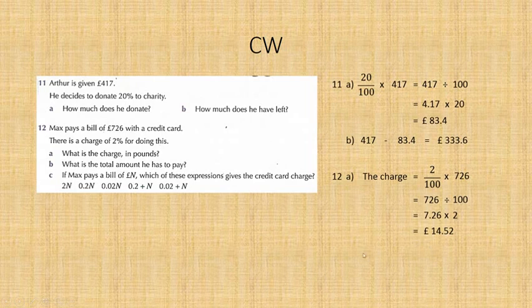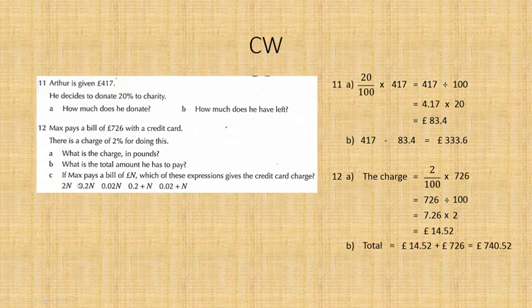Okay, so question B: what is the total amount he has to pay? He has to pay already 726 as a bill and a charge of 14.52. So for the total, I'm adding them together, 14.52 plus 726 pounds. So it's going to be equal to 740 pounds and 0.52. Okay, this is B.